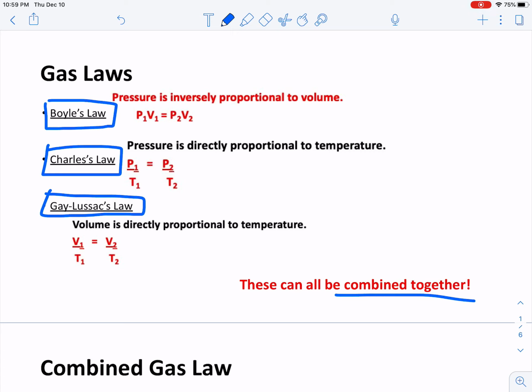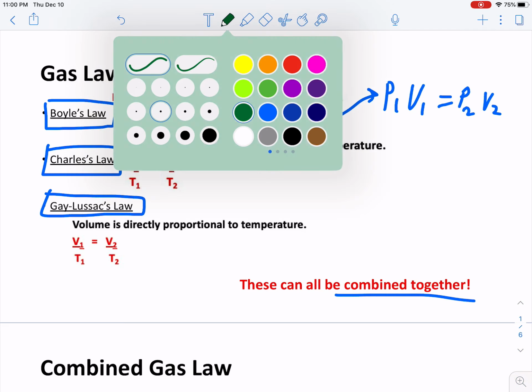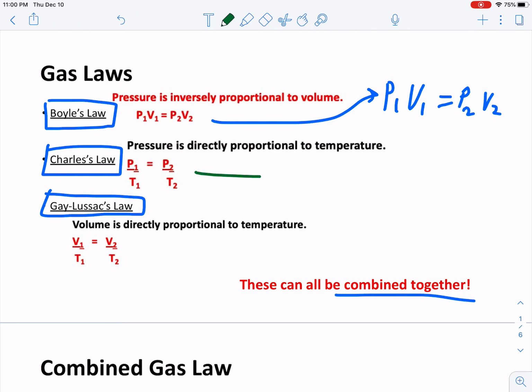Let's take Boyle's law first. If I were to write it out, P1 V1 is equal to P2 V2. Now let's use a different color and bring in Charles's law. Can we squeeze Charles's law in here? Well, I know I've got the P1 up here, and then I've just got to divide by T1 down there. Here's the P2 and divide by T2. And so I've got Charles's law in there now.